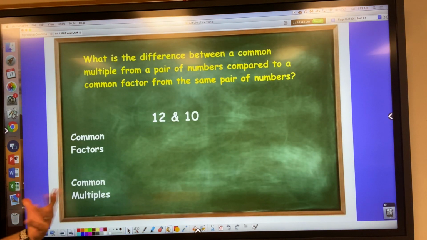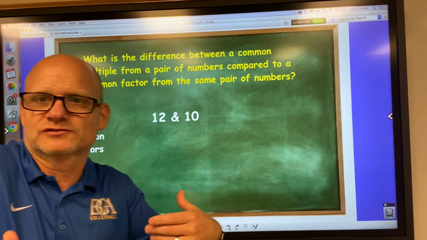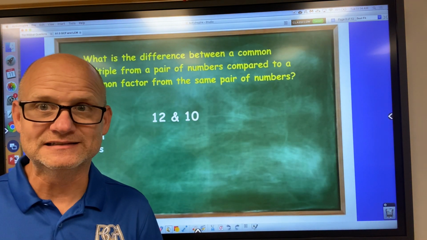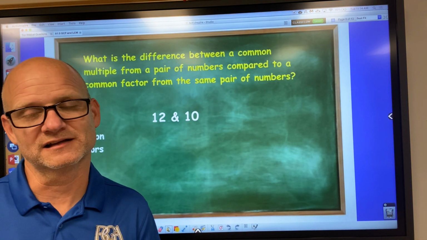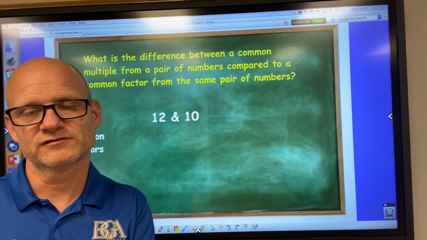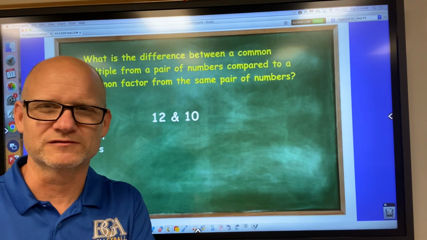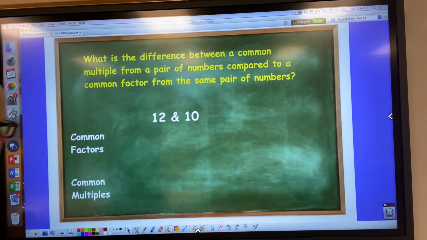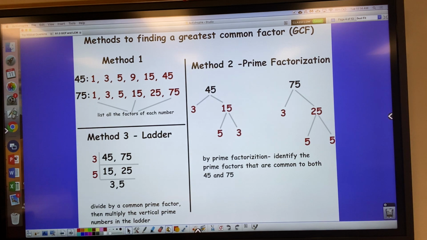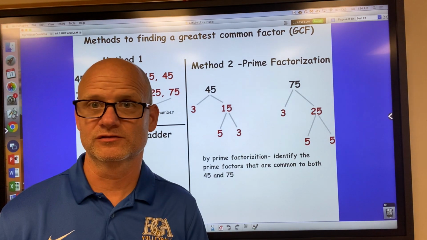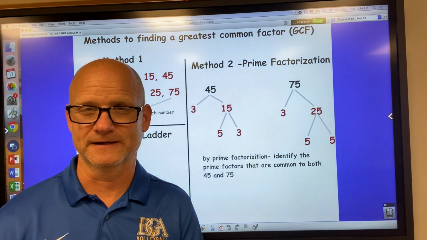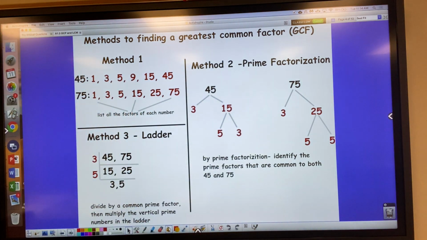And what we're really going to learn is how to find the difference between the methods of finding common factors and the methods of finding common multiples. We're going to talk about these different methods that are available out there. So let's talk about how to find the greatest common factor, okay? When you are finding the greatest common factor, there's a couple methods you could use.